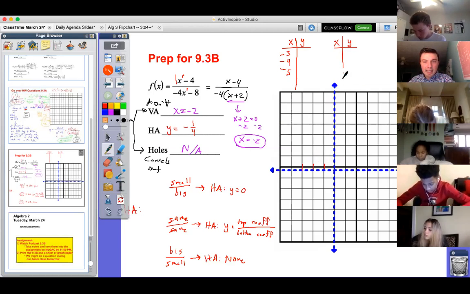For this right XY chart, I'm going to do the same thing, just go to the right here. So I'm going to use -1, 0, and 1. You see how I picked those? I just picked the 3 that were to the left of my vertical asymptote and 3 that were to the right of my vertical asymptote.